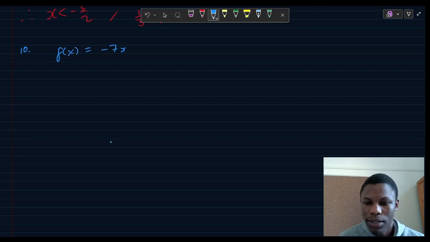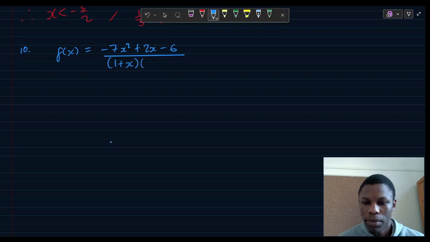Number 10, let f of x equal negative 7x squared plus 2x minus 6, and this is all over 1 plus x multiplied by 4 plus x squared. And part A says express f of x in partial fractions.